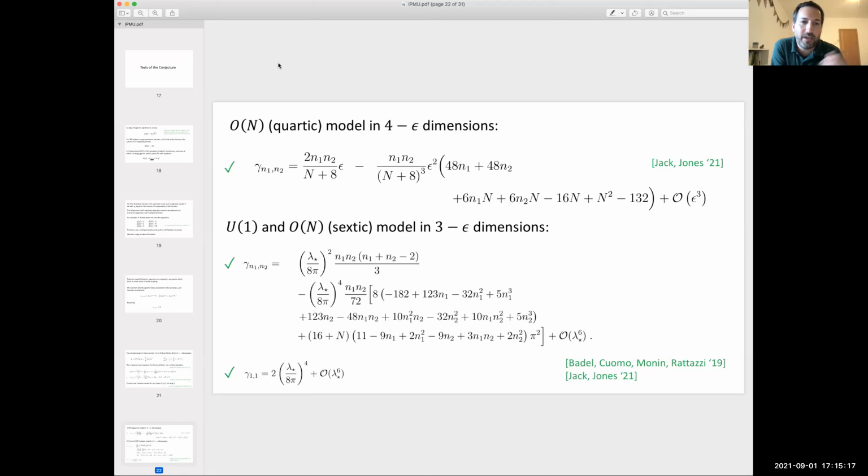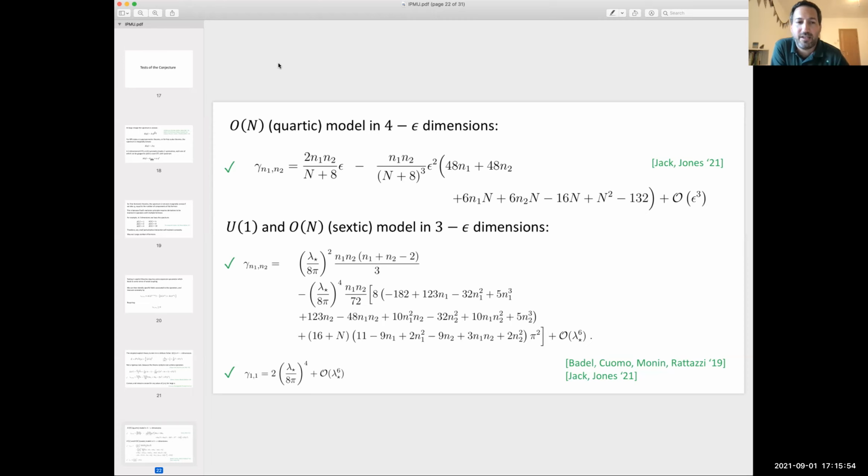One can consider now an ON quartic model in 4 minus epsilon dimensions, related to the previous one. We take the field to be the fundamental of ON, and you look at symmetric products of it, and that's what we mean by these N1 and N2. And one again finds this positive behavior as we did before. You can look at the U1 and ON sextic models in 3 minus epsilon dimensions. One again finds positive behavior.